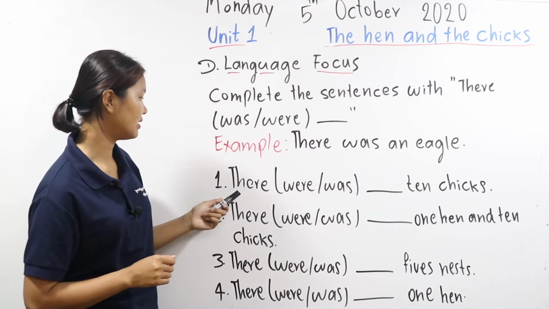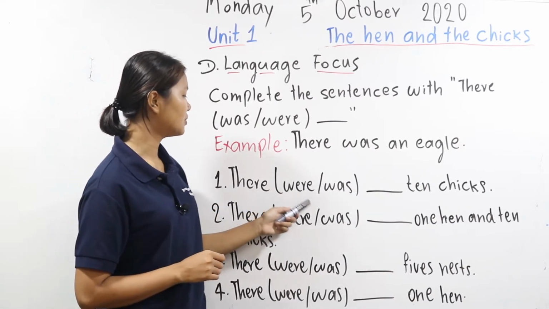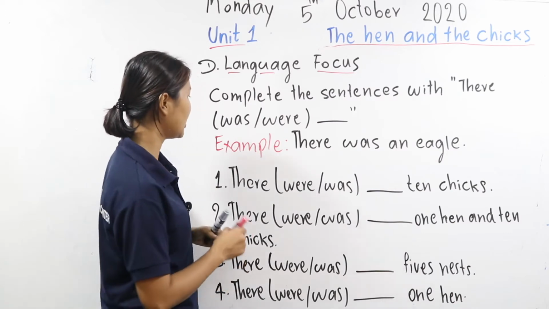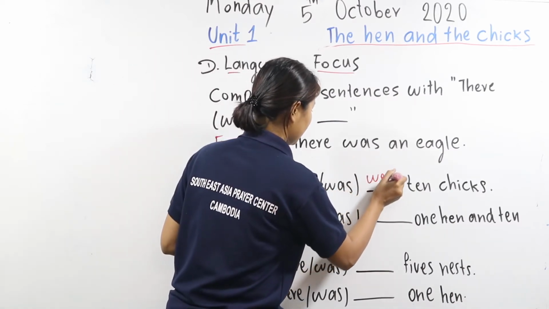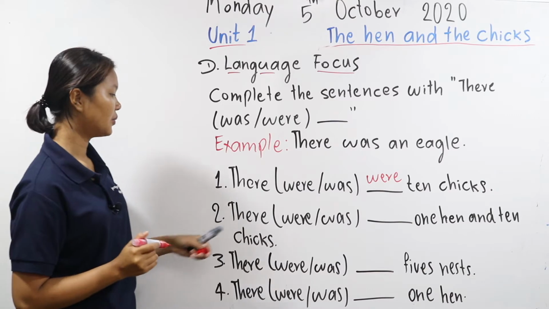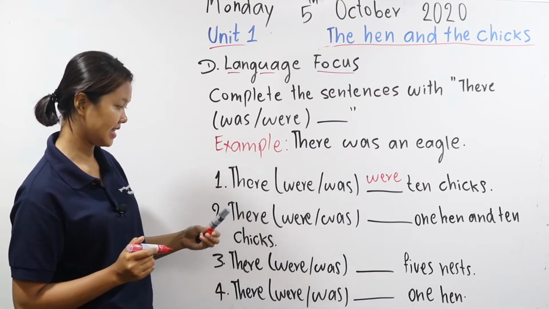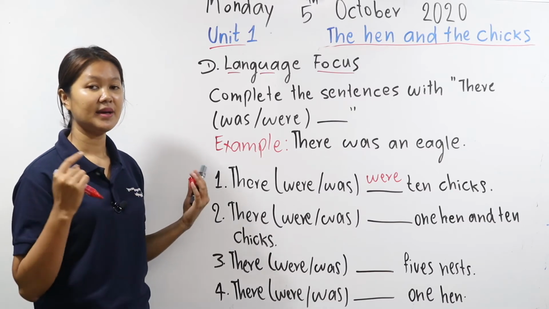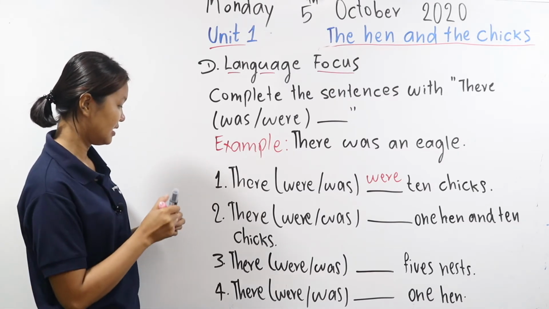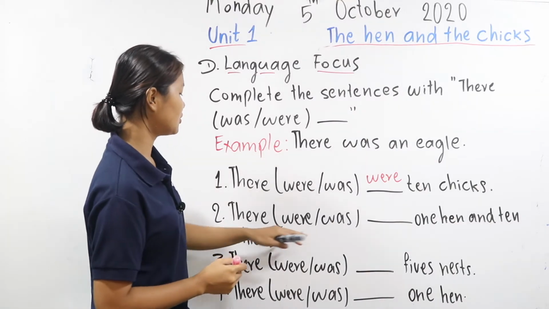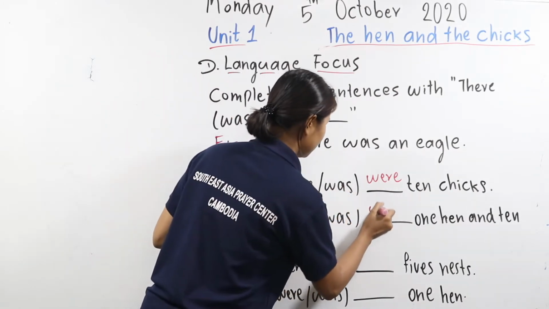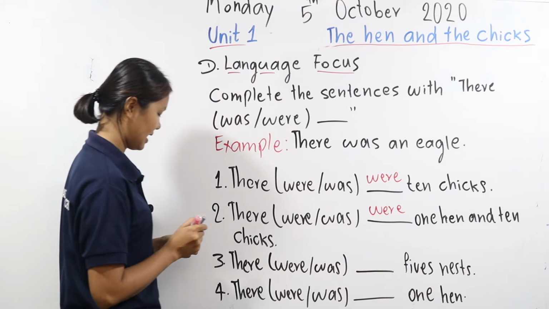Okay? So now let's practice. There was or were 10 chicks. So 10 is more than 1. So if more than 1, we will use were. There were 10 chicks. Okay, number 2. There were or was one hen and 10 chicks. So 1 hen but 10 chicks. So it's 11 chickens. More than 1, we use were.